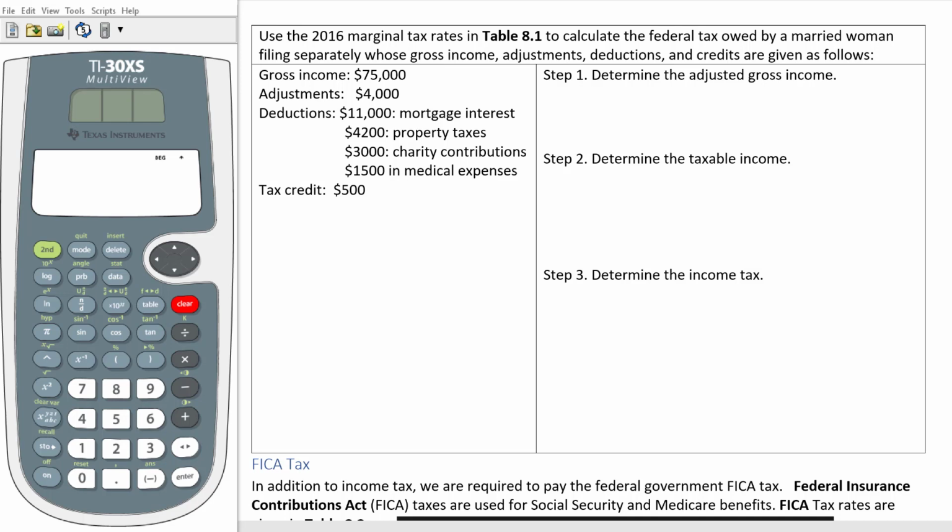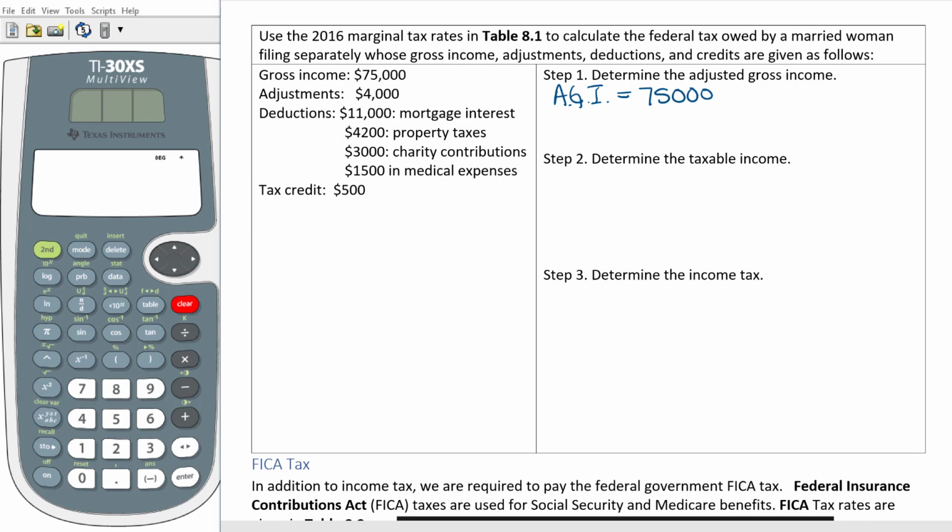Remember that the adjusted gross income, just going to abbreviate here so I don't have to write it all out, is going to be the gross income, which in this case is $75,000, and we're going to subtract any adjustments. In this case, she has $4,000 worth of adjustments, which I can probably do in my head. It's just $71,000 for the adjusted gross income.